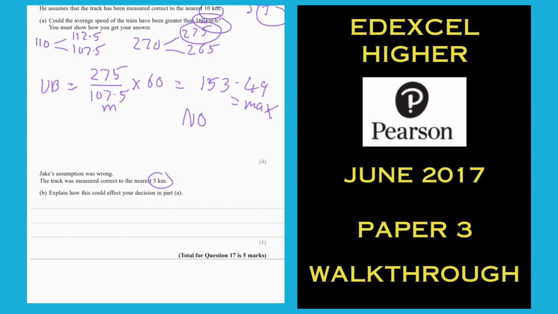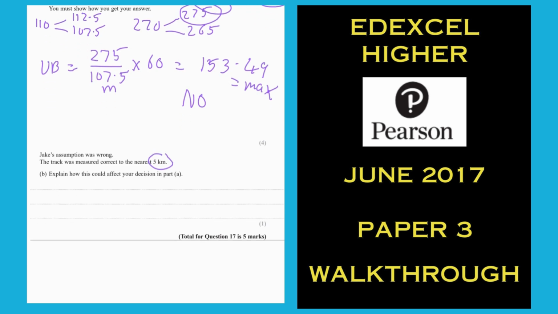Well, nothing wrong with thinking about the question again. So this 270 could have been as high as 272.5. Okay, so that means we would have used 272.5 up there, which means our upper bound would have become smaller. If you aren't sure why, do the calculation again.